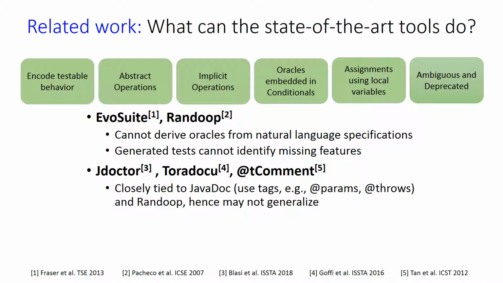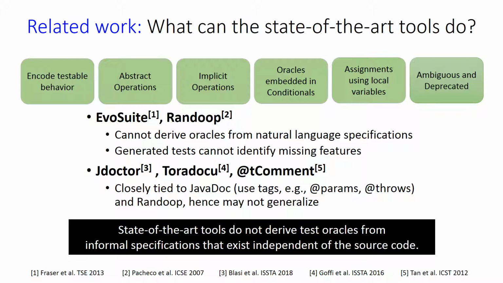The more recent tools such as JDoctor, Toradocu, and Tcomment that address some of the limitations of Randoop are closely tied to Javadoc. These tools derive test oracles from Java documents and augment randomly generated tests. Thus, state-of-the-art tools cannot derive test oracles from informal specifications that exist independent of the source code.